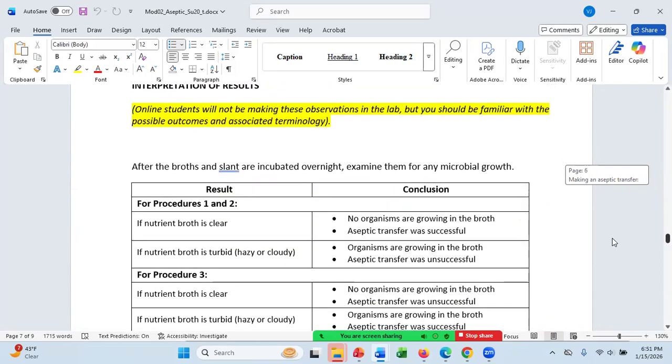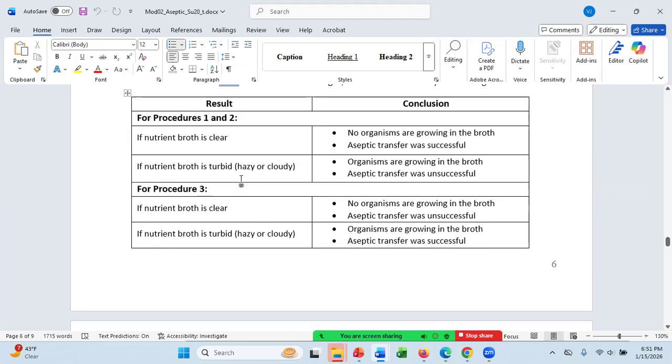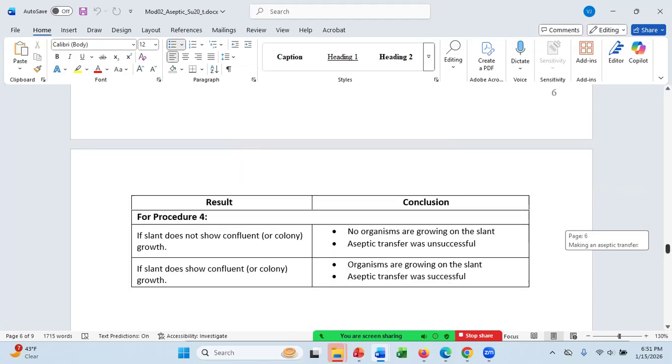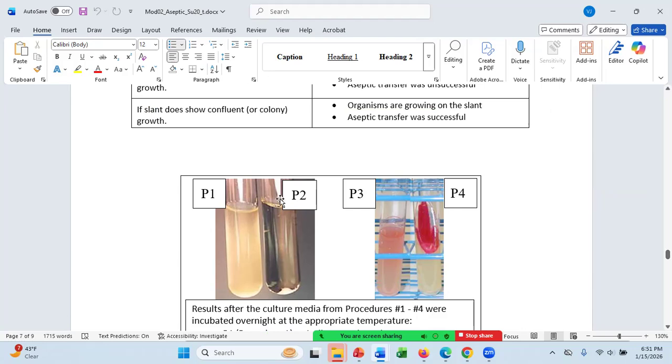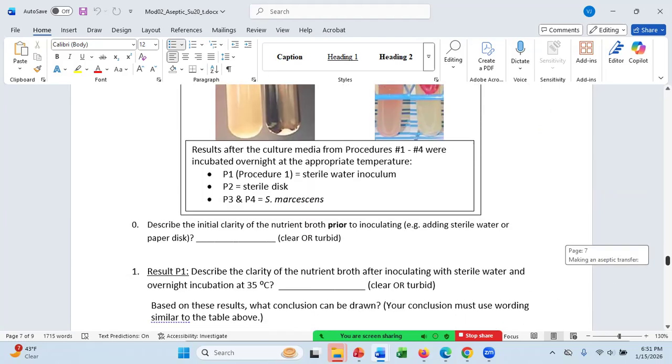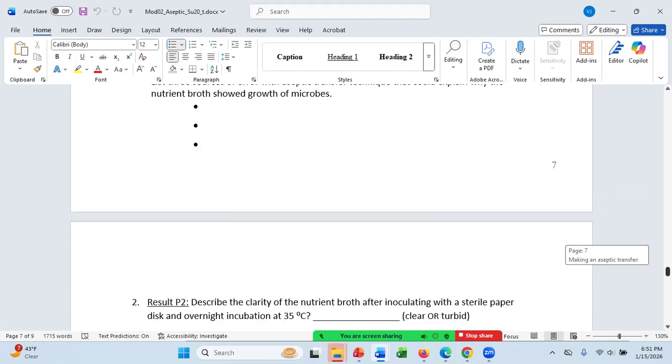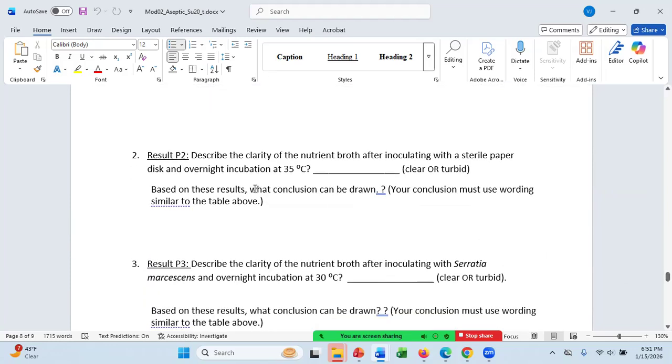There's the table you have to use for procedure 1 and 2. And there's the picture for procedure 2, the tube. You can actually see the paper disc on the bottom of that tube, right there. And then answer the questions for procedure 2.